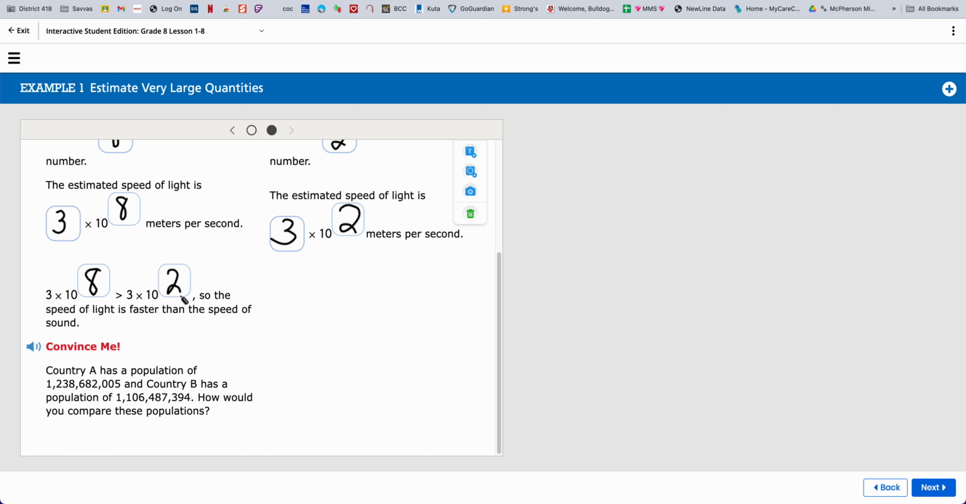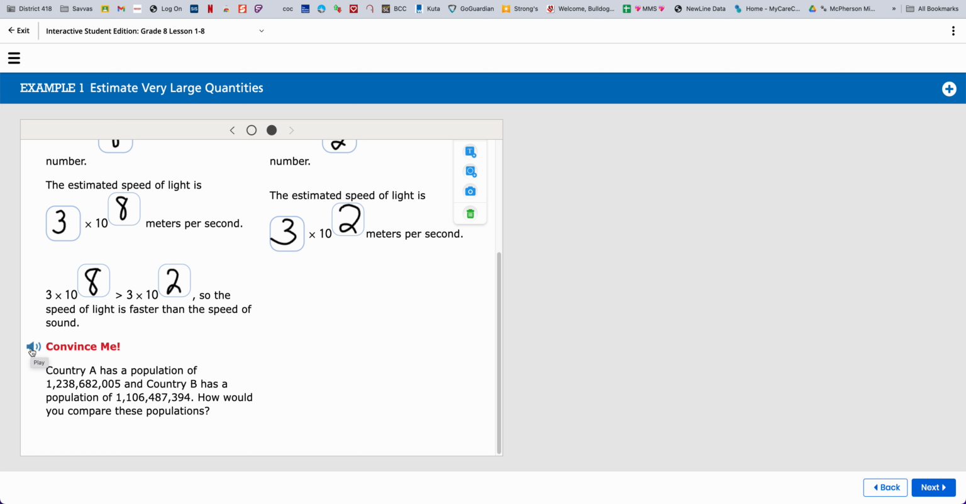So now, convince me that you know how to do this. Country A has a population of 1,238,682,005. That's different. And country B has a population of 1,106,487,394. How would you compare these populations? What do you notice if we're going to round both of these? They're both 1. It's going to look like they're equal if we round them both to the largest place value. So what can we do to help ourselves out so that we can compare them?